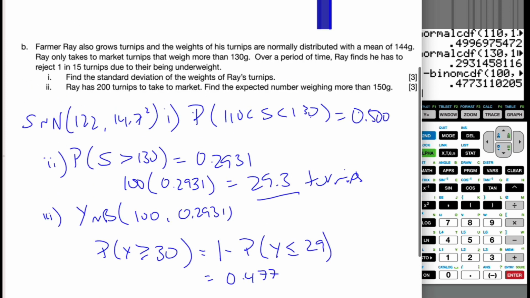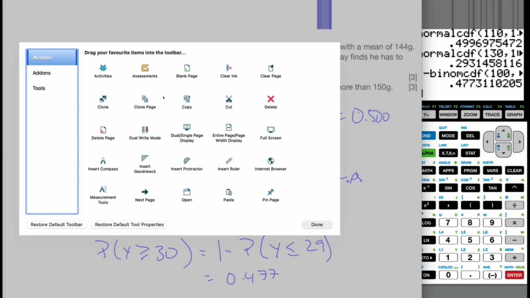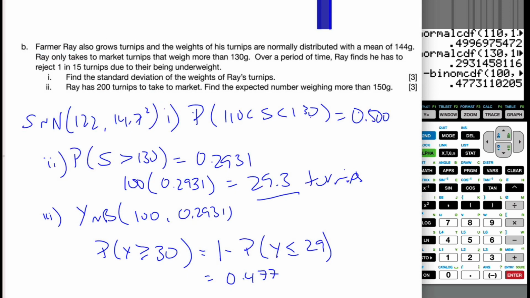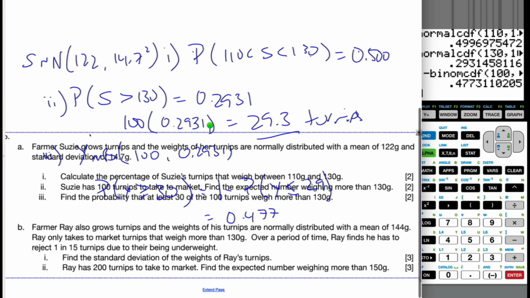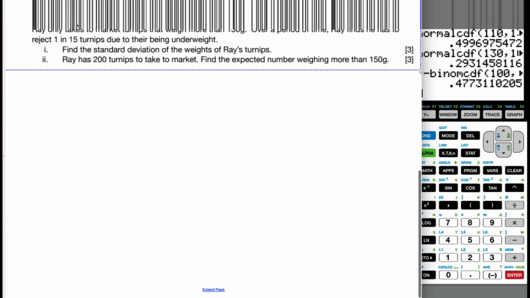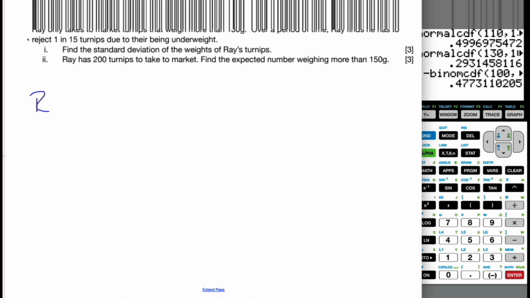Okay, so now moving along to the next scenario here. Farmer Ray now, he has turnips that are normally distributed. So Ray has normally distributed where the mean is 144, but I do not know the standard deviation. But I do know that he only takes turnips that are over 130 grams. And he has found that 1 in 15 is under 130 grams.